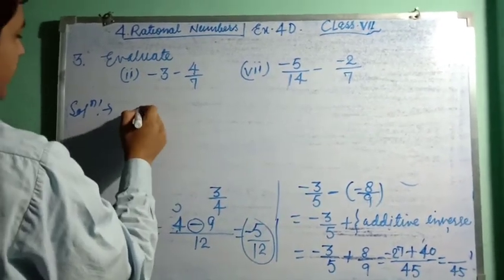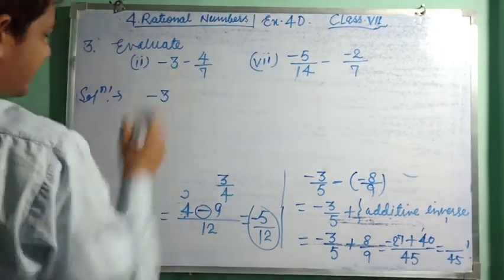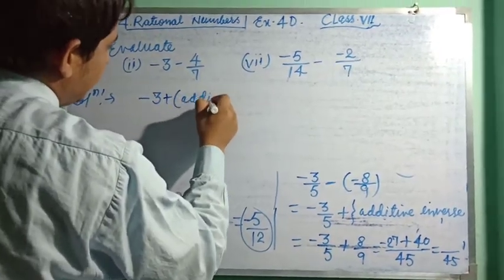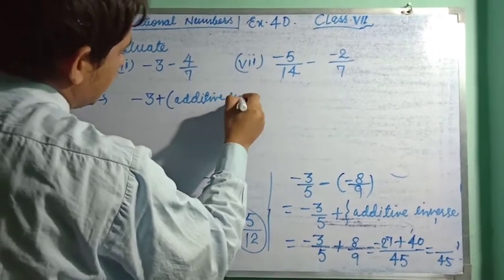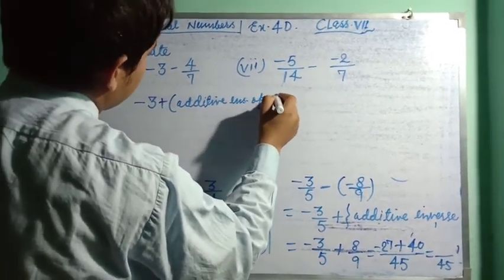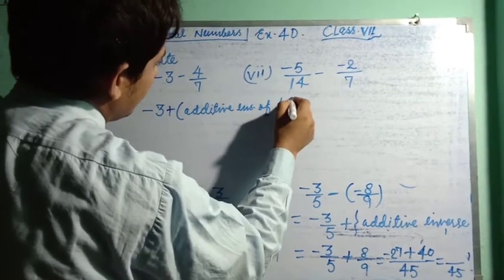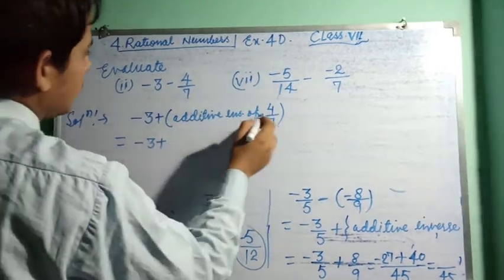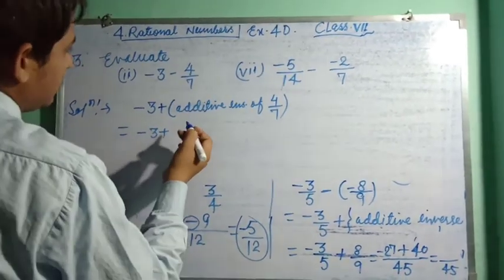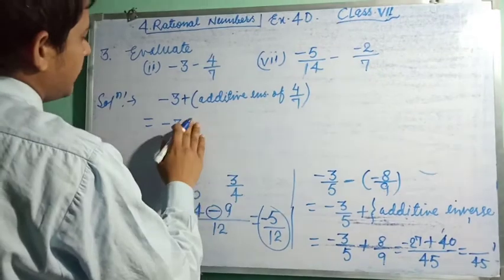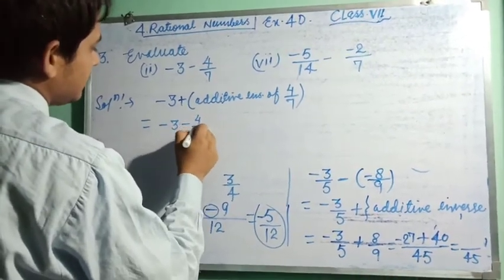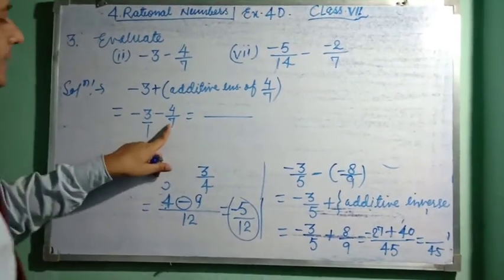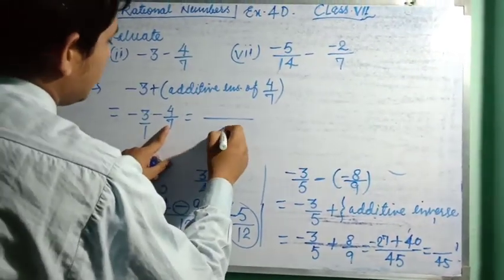Now see here, minus 3. This can be written as minus 3 plus the additive inverse of 4 by 7. The additive inverse of 4 by 7 means minus 4 by 7, so it stays as it is. Now we can solve. Here the denominators are 1 and 7. Now take the LCM of 1 and 7.